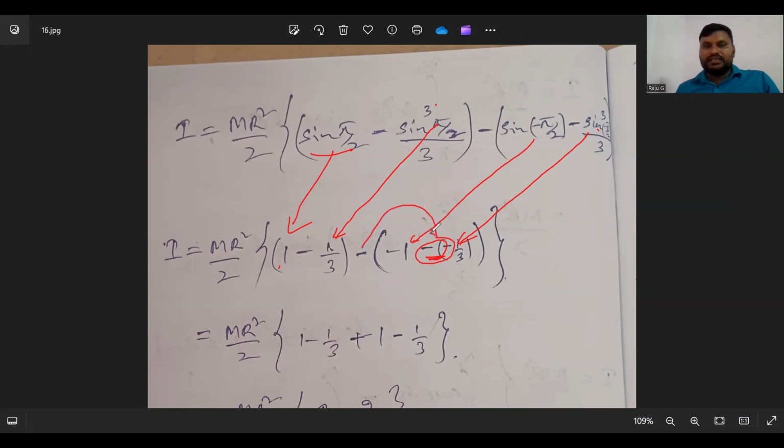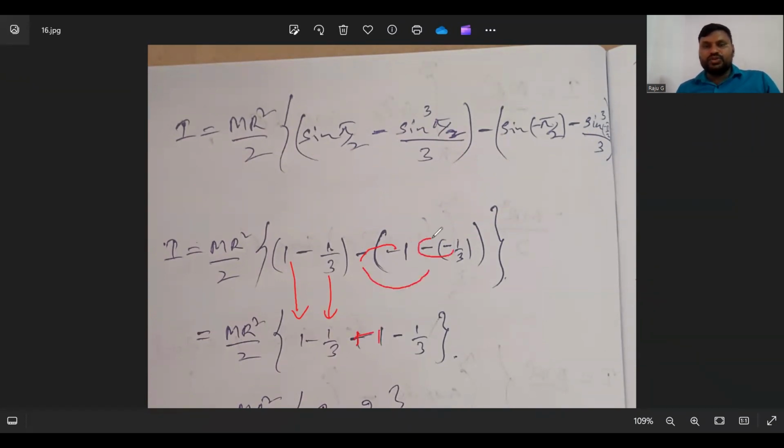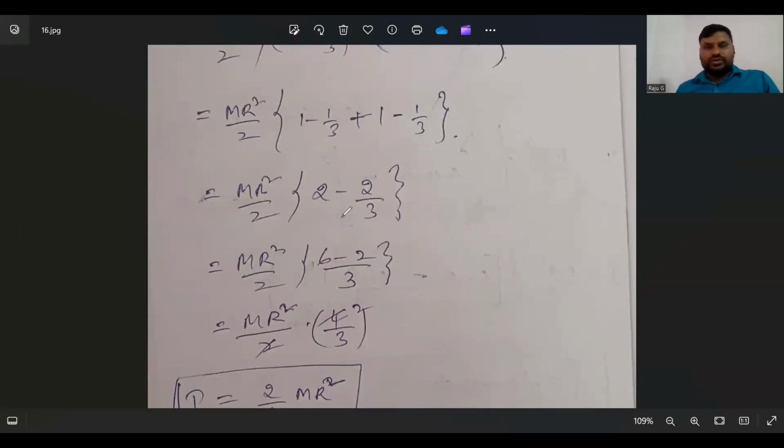Minus into plus will be minus. Minus we will get. mR square by 2 into 1 minus 1 by 3. Minus into minus is plus 1. And minus into plus, because these two together is a plus, minus into plus we will get minus 1 by 3. After doing some algebraic simplification, mR square by 2 into 2 minus 2 by 3. This is 1 plus 1, 2, minus 1 by 3, minus 1 by 3, minus 2 by 3.